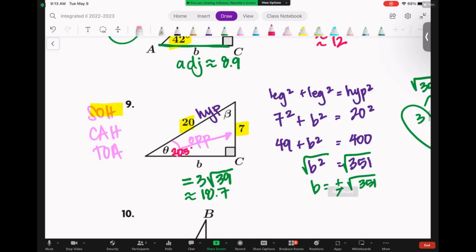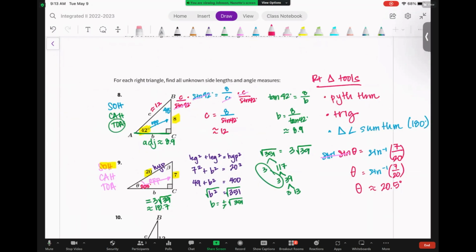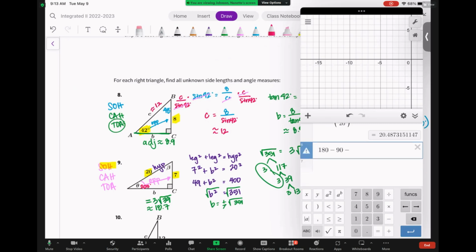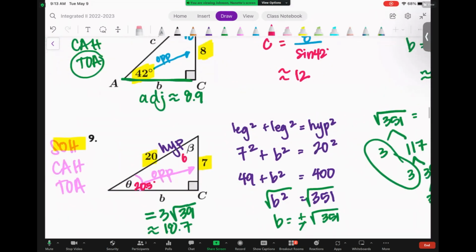How would you find beta? Which tool are you going to use to find beta? And you're like, oh, the triangle sum theorem. And yes, you can use that. You can also use beta to find the cosine of 7/20. That's fine. I'm going to actually use the triangle sum. So I'll go 180 minus 90 minus 20.5. And I got 69.5 degrees. So I'll write 69.5 degrees and then I'm done.